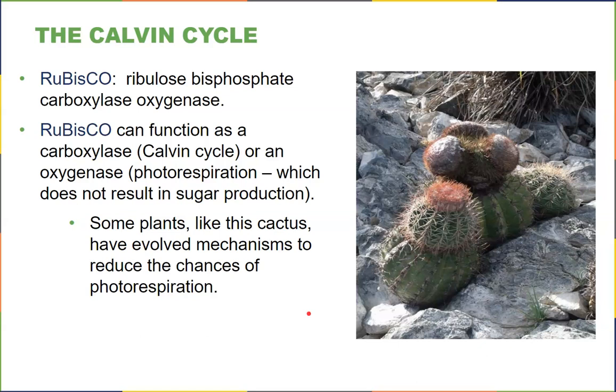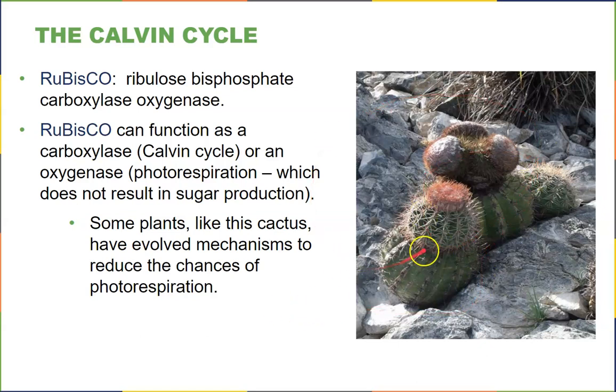So photorespiration is what happens when there isn't enough CO2 around. The plant will mistakenly capture oxygen and it'll try to fix the oxygen in the Calvin cycle, which isn't going to work, and it actually shuts down the plant. So photorespiration is not a good thing. It doesn't produce sugar, which is the overall goal for photosynthesis. So some plants have developed ways to stop photorespiration.